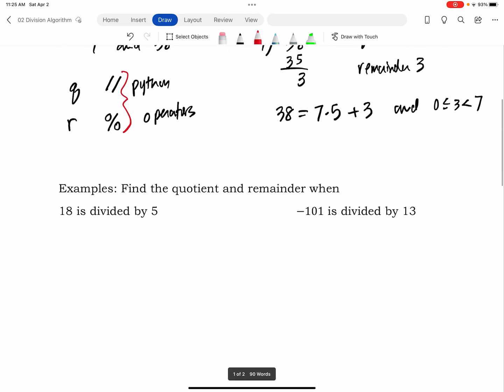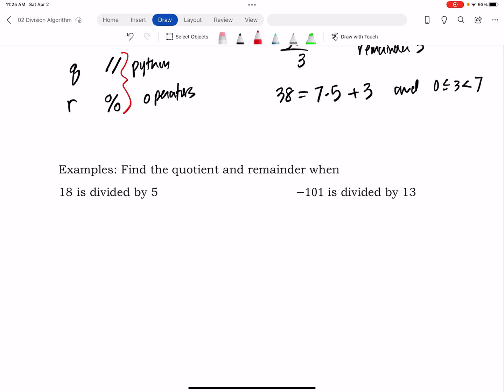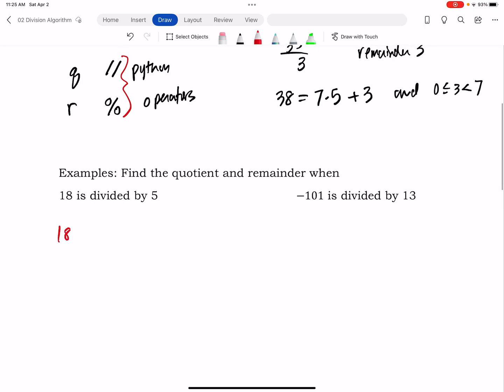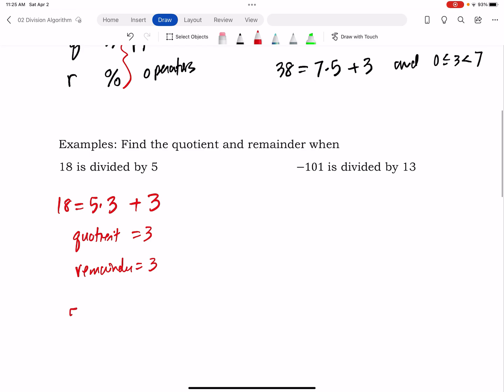So let's do some examples. Find the quotient and remainder when 18 is divided by 5. Well, what you know is that 18 is 5 times 3 plus 3. So the quotient is 3 and the remainder is also 3. If you did long division, you would say 5 into 18 goes in 3 times. 3 times 5 makes 15. Subtract, you get a remainder of 3.